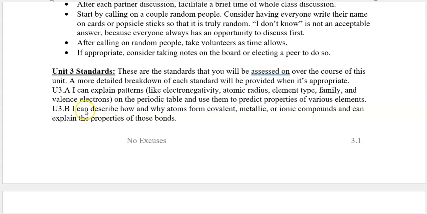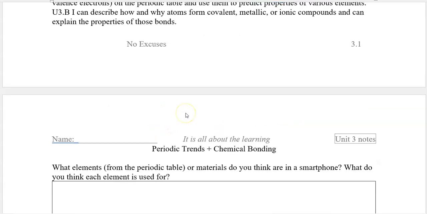In standard B, I can describe how and why atoms form covalent, metallic, or ionic compounds. Those are the 3 types of bonding we'll learn about, and can explain the properties of those bonds.